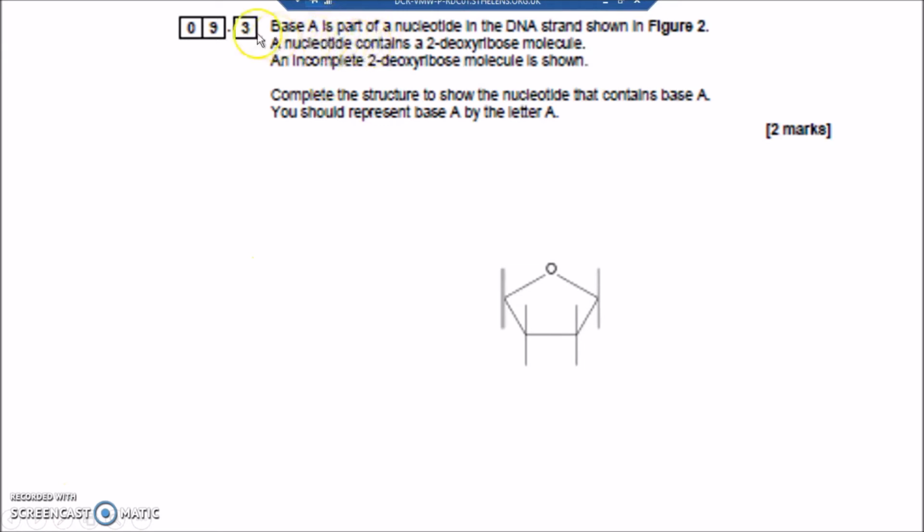This question is quite straightforward, 9.3. Once you work out what it's actually asking, you've got an incomplete 2-deoxyribose molecule, and you've got to draw that out just by copying it from the data book. Then you'll have an OH here, and it wants you to join on a phosphate group. Well, the OH of the phosphate group and the OH here on this carbon will form water and an oxygen link. You need the letter A to represent the base, which will come onto this point here.